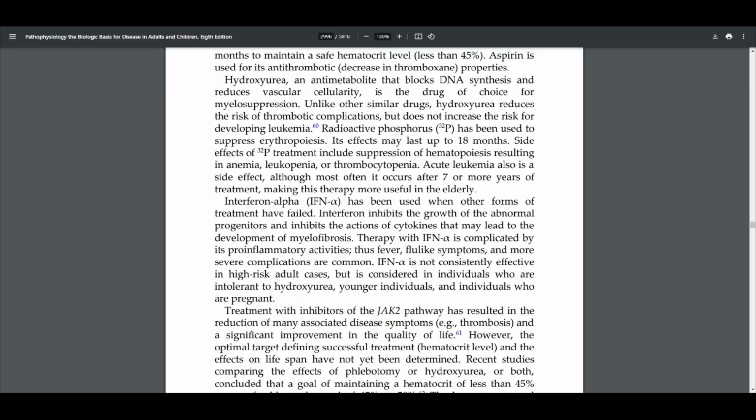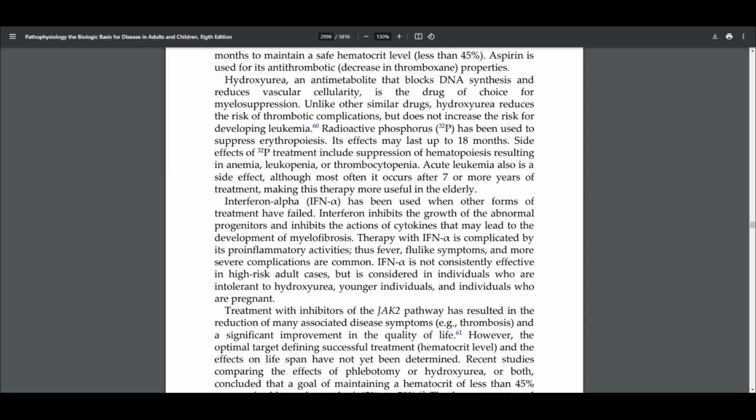Radioactive phosphorus has been used to suppress erythropoiesis. Its effects can last up to 18 months. Side effects of radioactive phosphorus treatment, however, include the suppression of hematopoiesis resulting in anemia, leukopenia, and thrombocytopenia. Acute leukemia also is a side effect, although most often it occurs after 7 or more years of treatment, making this therapy more useful in the elderly.